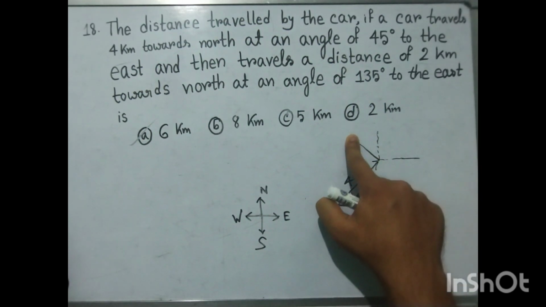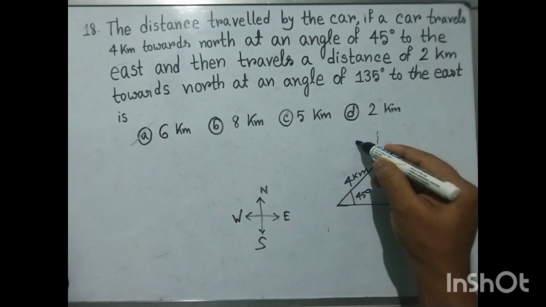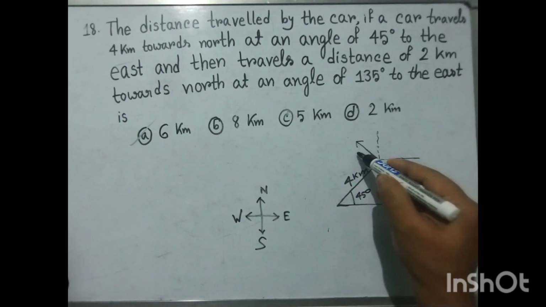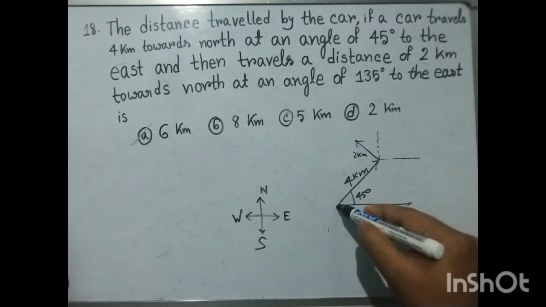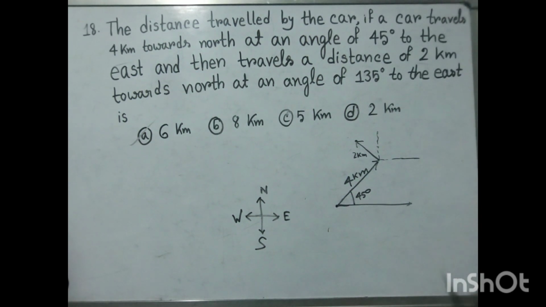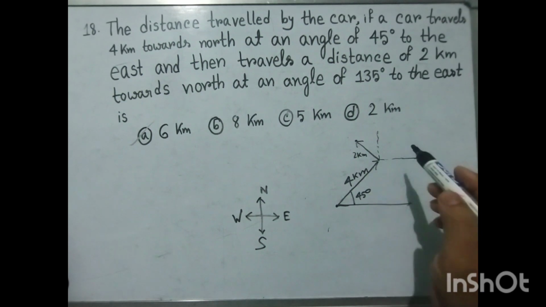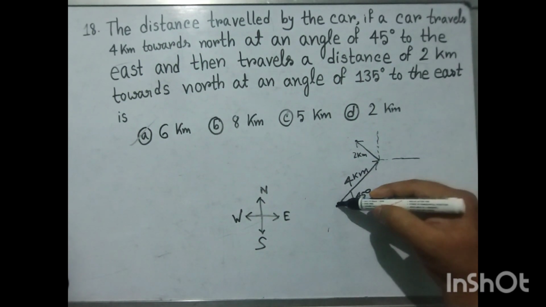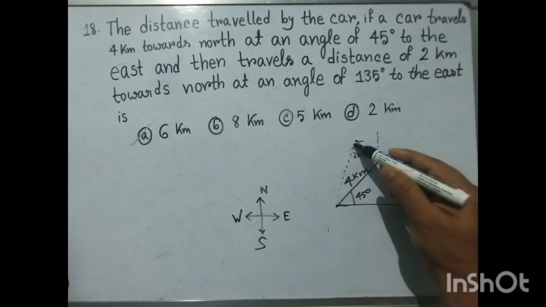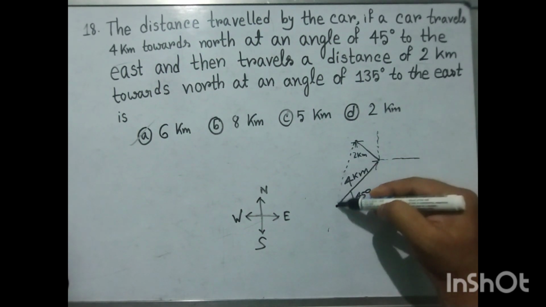Okay, and it is going only 2 km along this direction. So this is your final destination and this is your initial point. So it is asking what distance traveled. Many students make a common mistake, that is they find the displacement vector and find this distance.